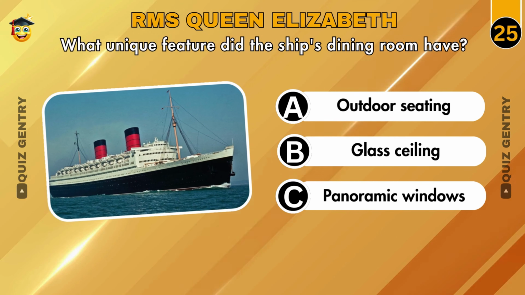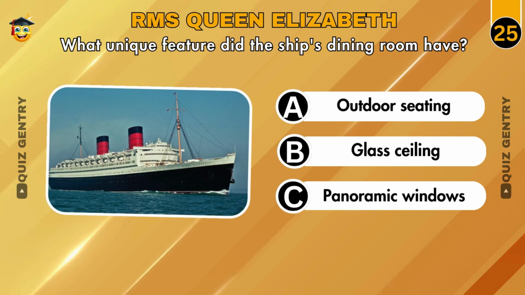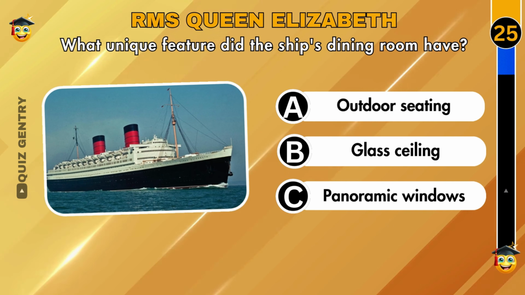The last question says, what unique feature did the ship's dining room have? Outdoor seating, glass ceiling, or panoramic windows?